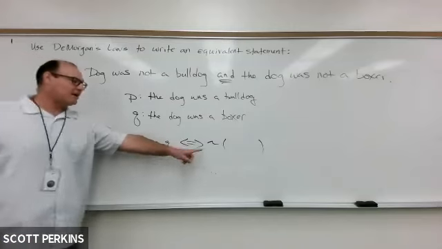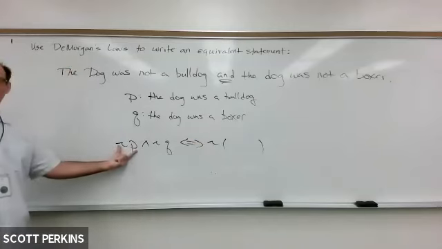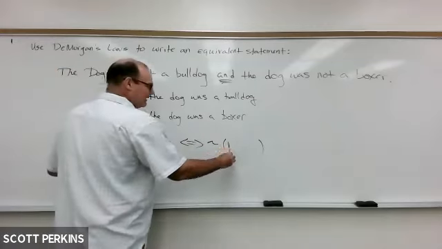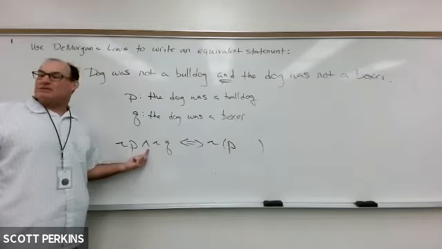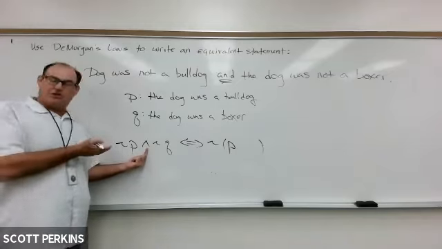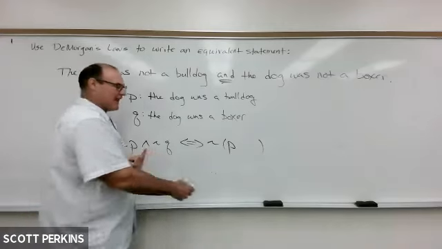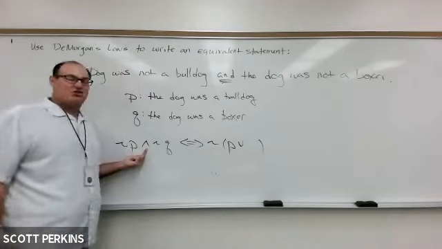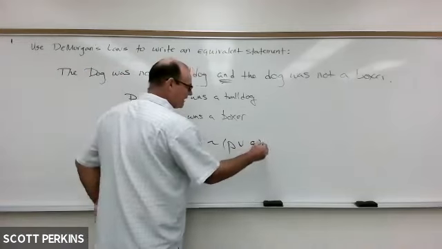Okay, so what we're doing is we're taking the squiggly outside. So when I do that, there's no longer a squiggly in front of the P. The big thing about De Morgan's law is that you can distribute the negation. You just got to remember to flip the sign. If it's a conjunction, you make it a disjunction and vice versa. So instead of a caret, I'm going to make it a V for the disjunction. And now there's no squiggly in front of the Q, so it's just a plain old Q.